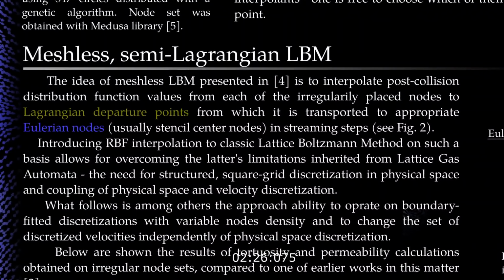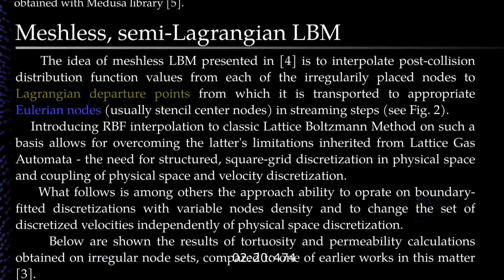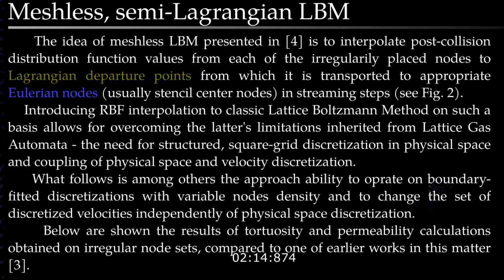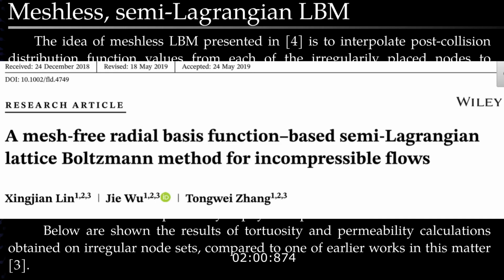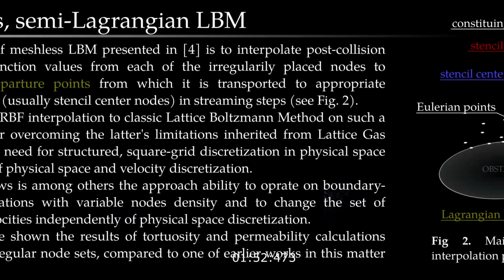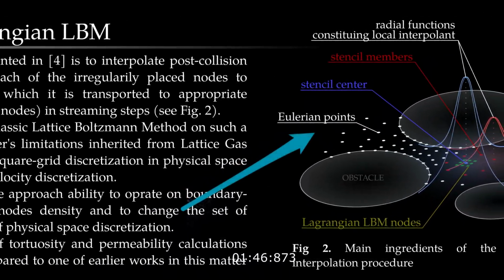What's just been said sounds like a good choice for dealing with highly complex geometries of porous media, where, due to space-varying flow properties, local discretization refinement will come in handy. Thus, let's see how to incorporate RBF interpolation into standard lattice Boltzmann methods and what new possibilities such a fusion has to offer. The main idea of meshless semi-Lagrangian LBM, presented by Lin and his co-workers in 2019, is to give up the square lattice for physical space discretization and operate on RBF-specific scattered non-connected points, called Eulerian points.